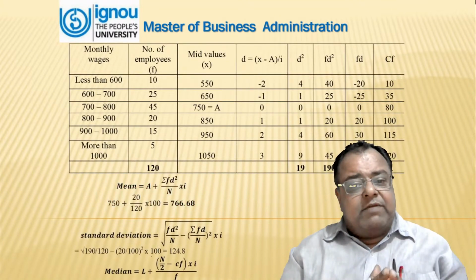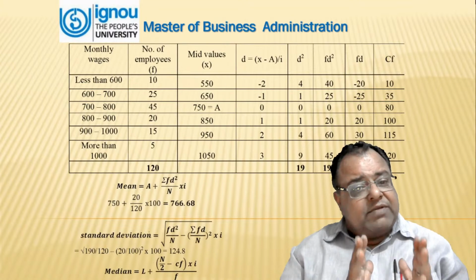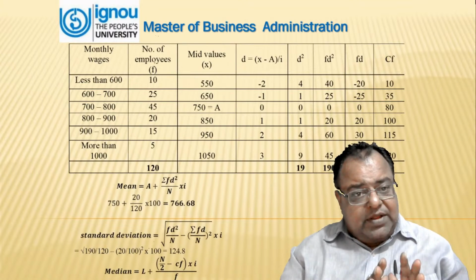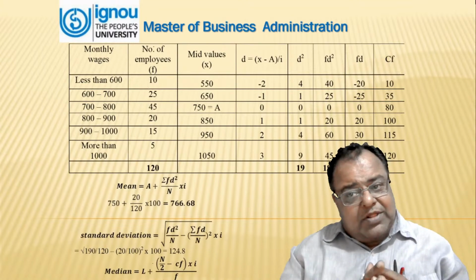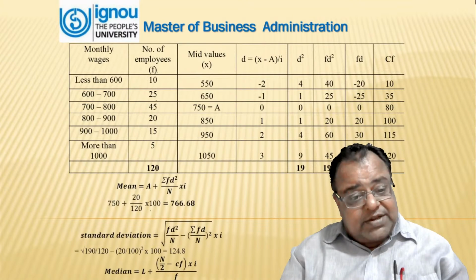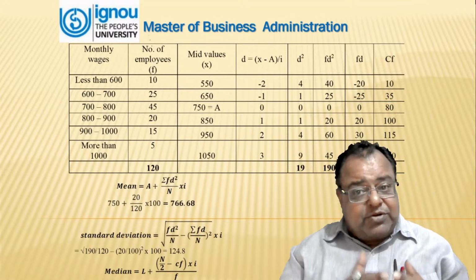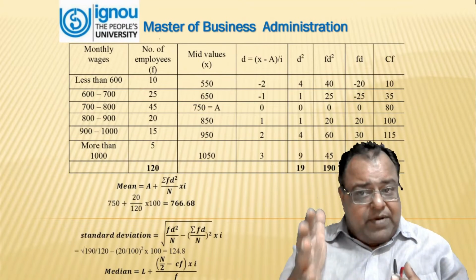The data has been converted into this tabular form. Monthly wages and number of employees, that is the frequency, were given to us. We have to calculate all these columns for the different values because we will be calculating standard deviation, mean, quartile, median. So I'm showing all these calculations in a particular problem.